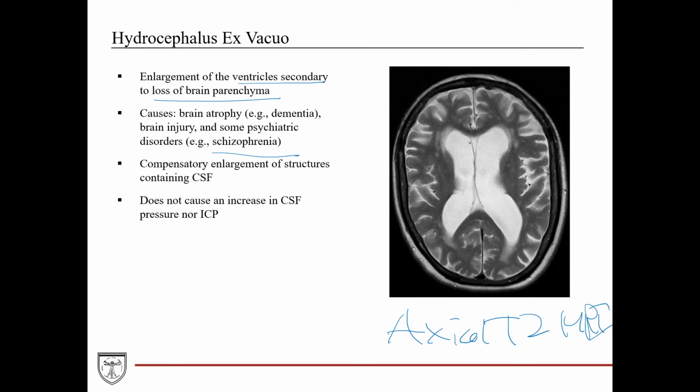So the big thing here is, this is an axial T2 weighted MRI. You know it's T2 because on T2 CSF lights up, and you can see that here. And so what's important to note here is that this is a compensatory reaction. So what you had is brain tissue atrophied away, and the way you just think of it is these expand out to fill that space. So there's space left by this atrophy of brain tissue, and then the ventricles and other CSF structures just kind of naturally expand. It's just a natural reaction. It does not cause an increase in CSF pressure or ICP.